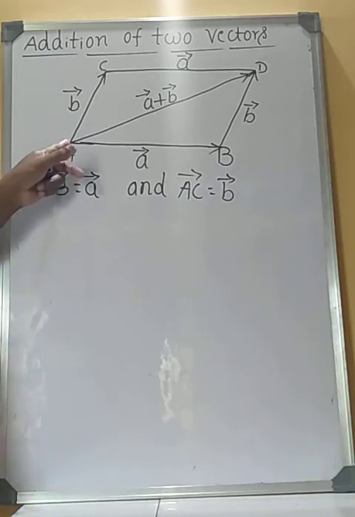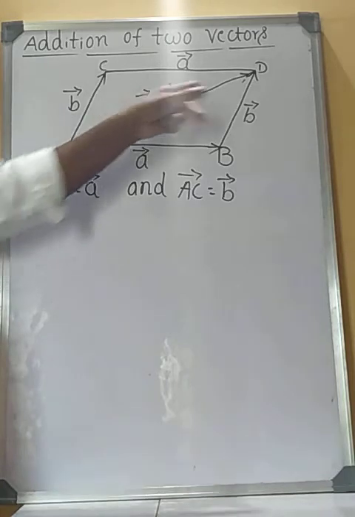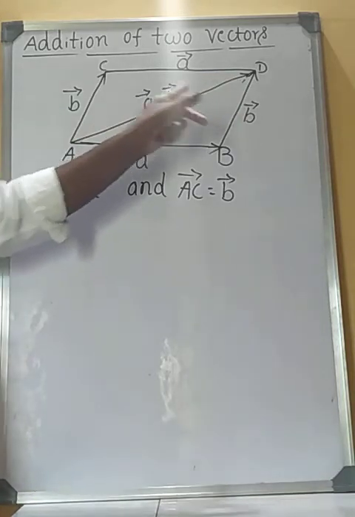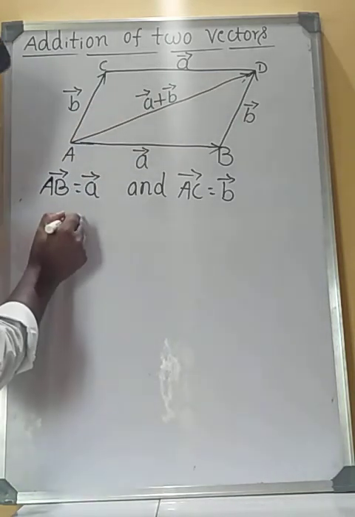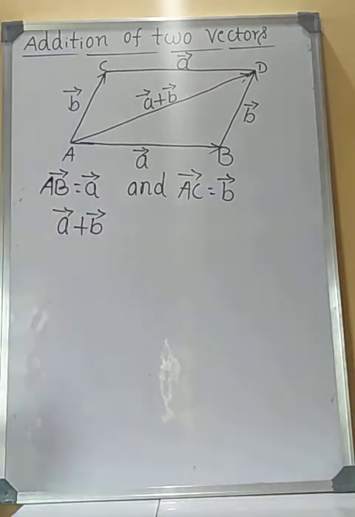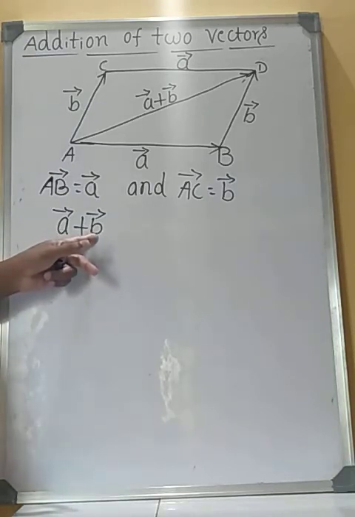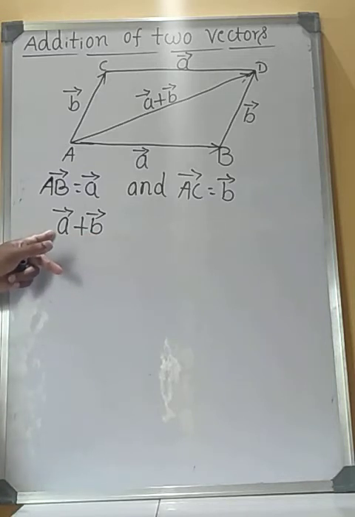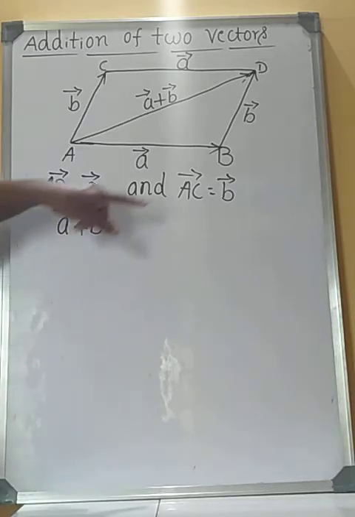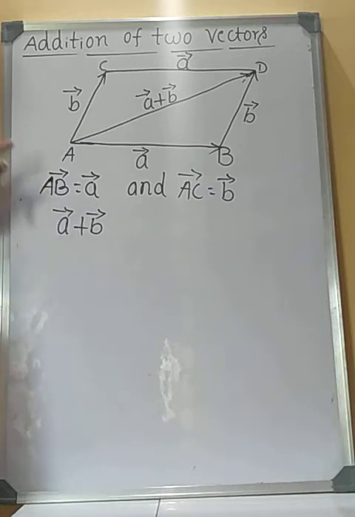The vector AD, represented by the diagonal, represents the sum, vector A plus vector B, of the vectors A and B in magnitude and direction. This process of addition of vectors is called the parallelogram law of addition of vectors.